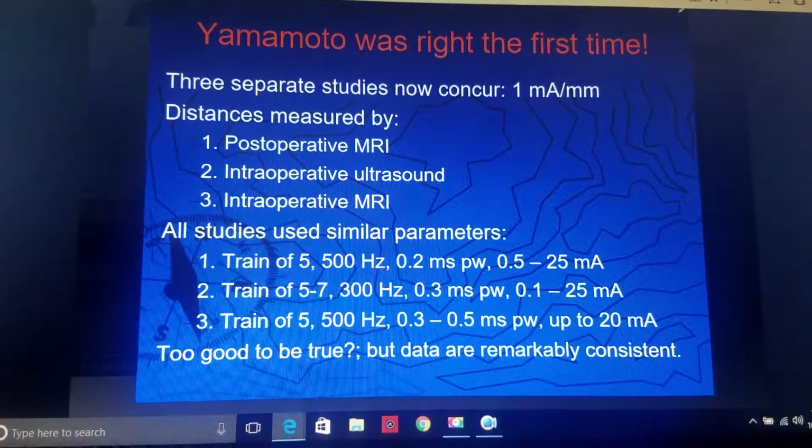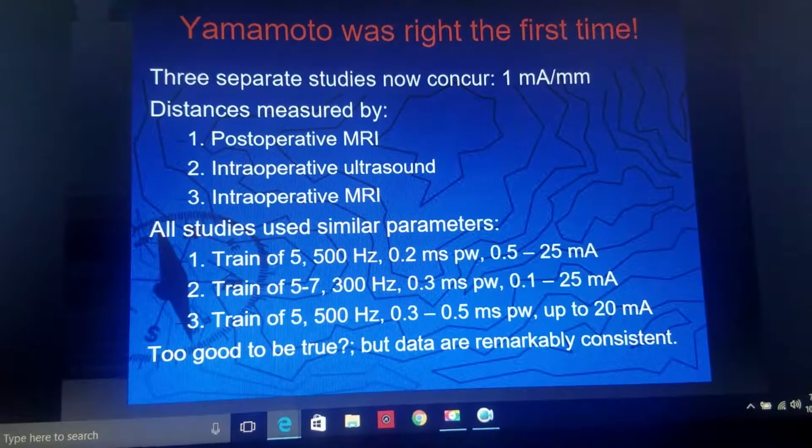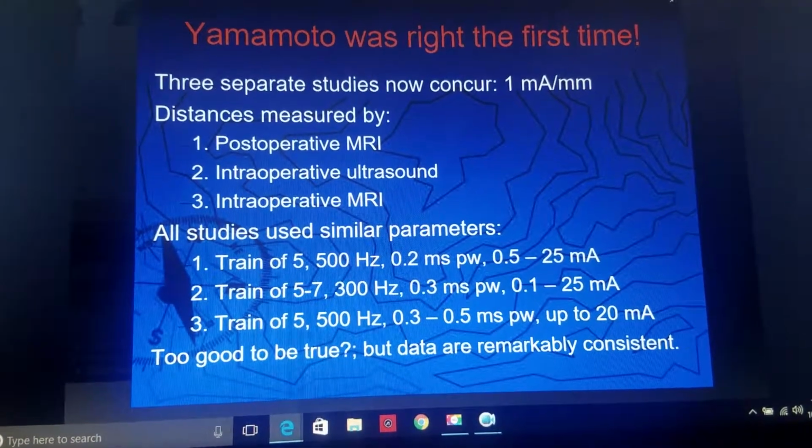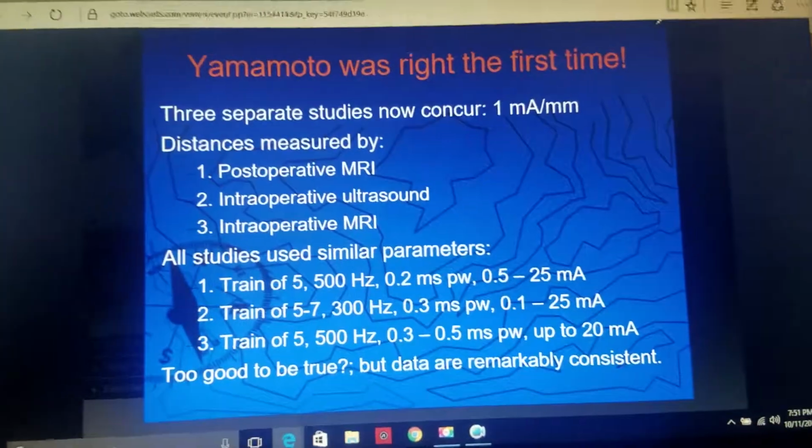So this 1 milliampere per millimeter is now kind of the, what's the word I'm looking for? Not the gold standard, but okay.